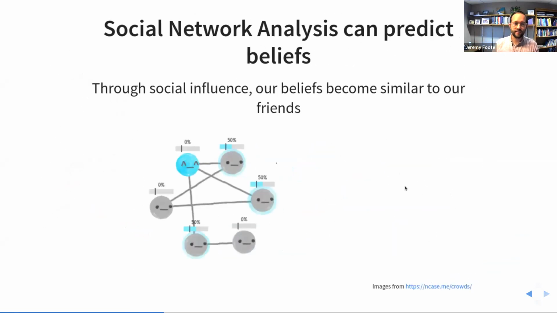One final example along these lines is the idea that we can predict beliefs, that there is a set of tools or a set of theories and methods that try to measure influence and how influence spreads throughout a network. This concept of social influence says that our beliefs will become similar to those of our friends. This is a screenshot from Nicky Case's Wisdom and Madness of Crowds simulation, which is really great. It's definitely worth playing around with.